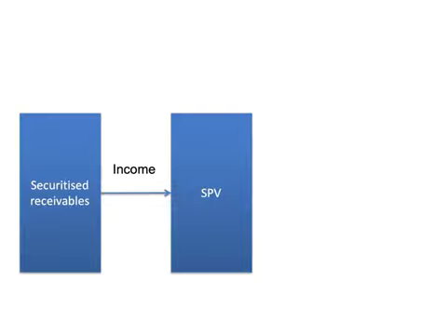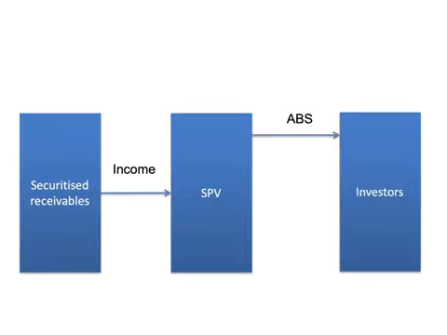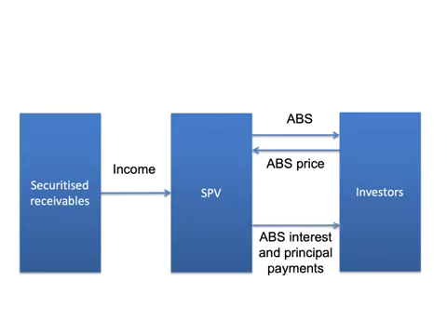The SPV finances its purchase of the rights to the receivables by issuing asset-backed securities in the securitization, which it sells to investors. The income that is generated by the securitized receivables in the collateral pool is used to finance interest and principal payments to the investors in the securitization. In this way, the income from and the exposure to the collateral assets is transferred to the investors in the securitization.